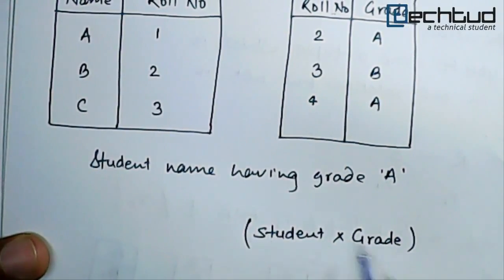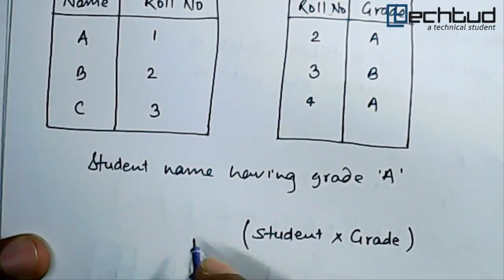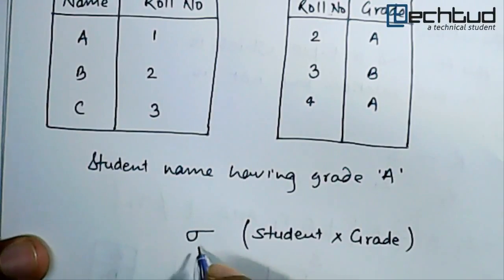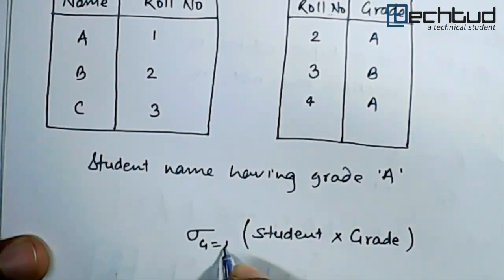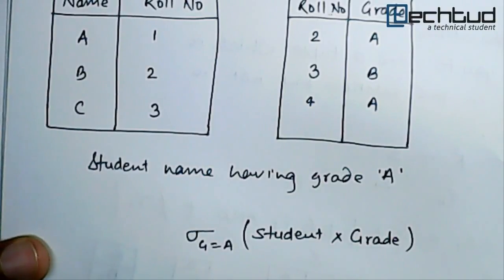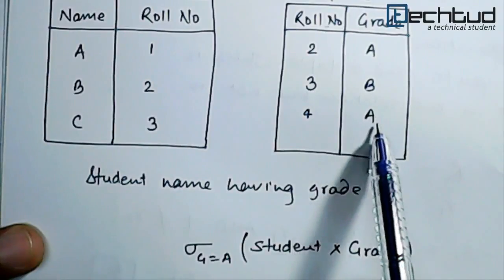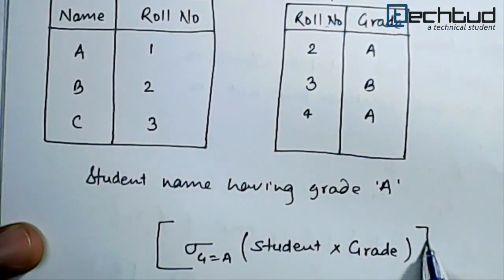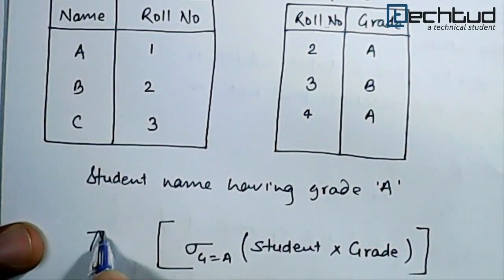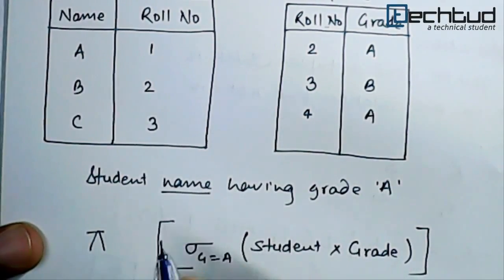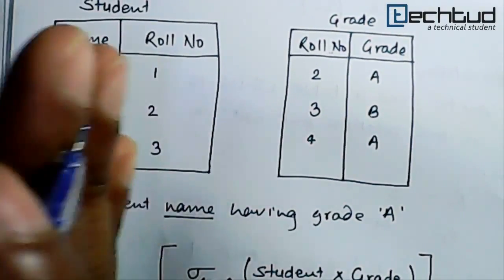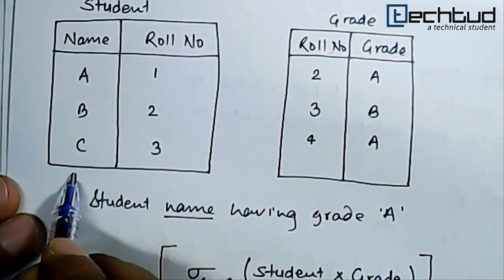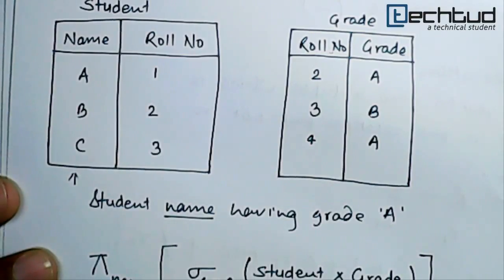Now we will first find out student cross grade, and then we will select the rows whose grade is equal to A. So grade equal to A. Now the rows will be filtered out and we will be left with the rows of the students whose grade is A. Then we will apply the project operation. What is asked? Name is asked. So we will just project the rows having name only.